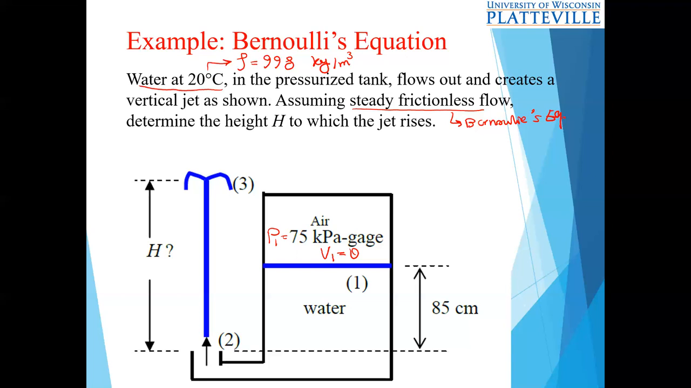Yes, point three. At point three, from physics, we know velocity at the top is zero. Also, it's open to atmosphere, so pressure at point three is zero. All right, so I need elevation. For point three, elevation is h. For point one, it's 85 centimeters or 0.85 meter. So I assume my datum is here.